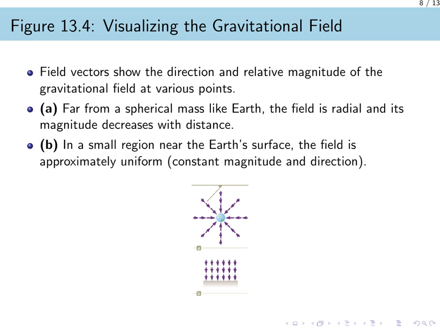On the left, we see the global view. The vectors all point radially inward toward the Earth's center. As you move farther from the planet, the vectors become shorter, showing that the gravitational field gets weaker with distance. The diagram on the right, however, shows a close-up view of a small region near the surface. Here, the field vectors are practically parallel and have the same length. This is what we call a uniform field. This approximation is extremely useful because it is why we can use a single constant value, g, for the acceleration due to gravity in most problems near the Earth's surface.